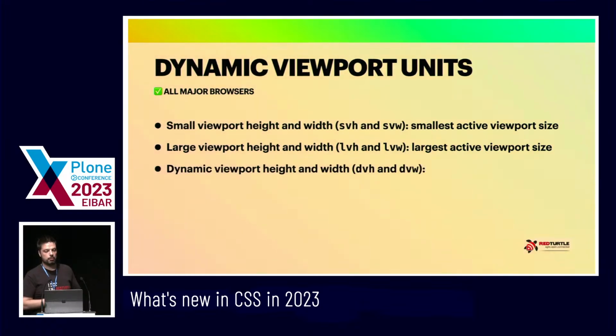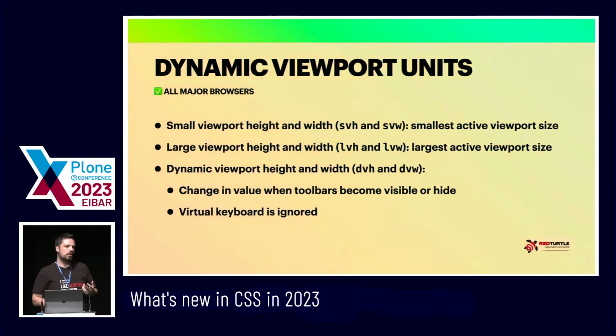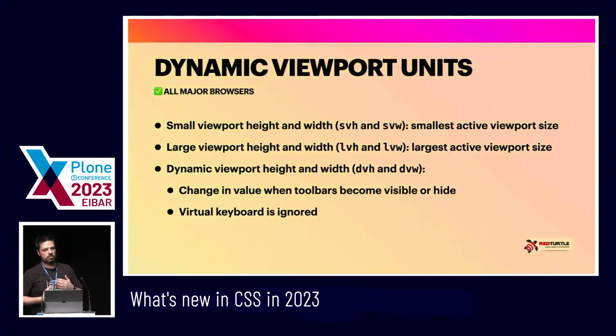And then there's probably the one that will be the most used one. That's the dynamic viewport height and width. And this means the actual value that's used by the browser changes when toolbars become visible or when they become hidden. There's only one thing that is not taken into consideration by the browser, which is the virtual keyboard. And I think it's fine, because when you tap something like a form and you want to write, you don't want the page to shrink and move around because the keyboard showed up. The keyboard overlays, you write, and then it disappears.